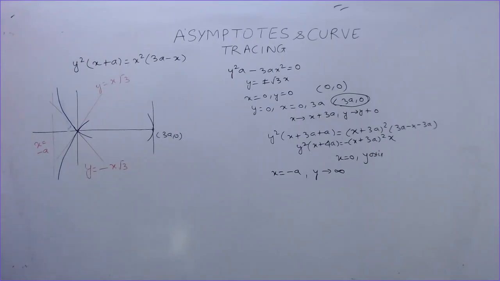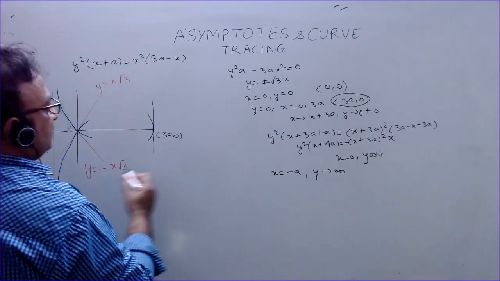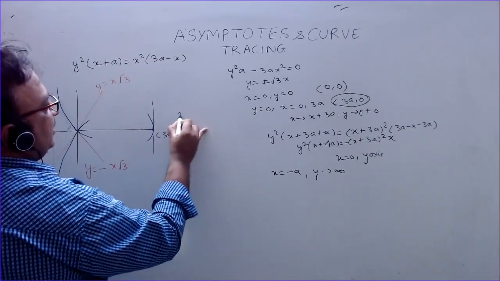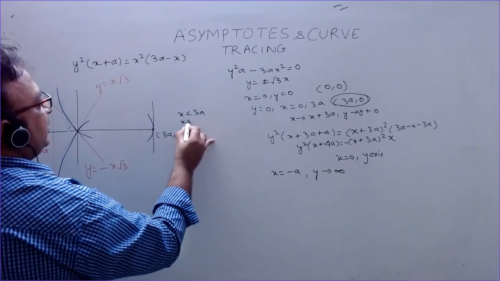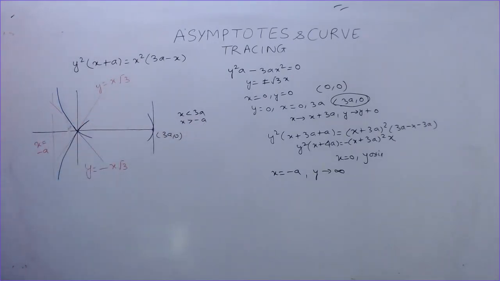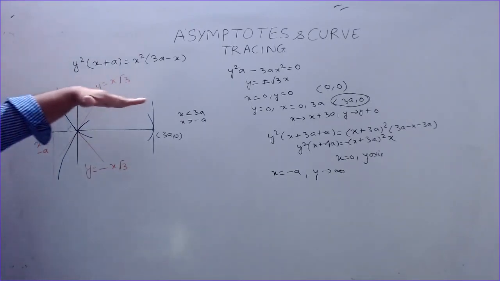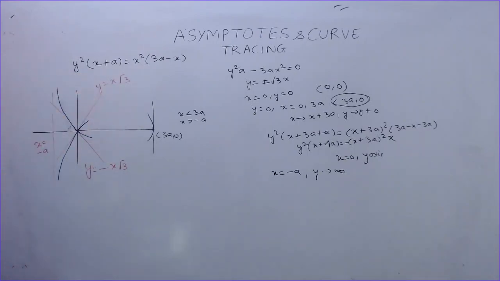After this, the next step, we have to find the existence. This we have found. So x should be less than 3a, it cannot be greater than 3a, so the curve cannot be on this side. x should be less than 3a and x should be greater than minus a. Now the shape here we have to find. At some point here there will be a point where the slope changes from positive to negative or negative to positive. For that case, the tangent will be parallel to the x-axis.